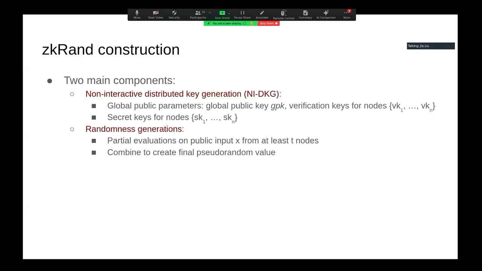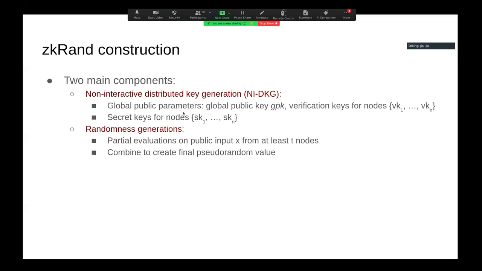Let's take a look at our construction. There are mainly two components. The first one is the non-interactive DKG. The second one is the randomness generation. The non-interactive DKG is the key setup that runs among n participants. This establishes the global public parameters, including the global public key, GPK, and the verification keys for all the participants. Each participant will be able to derive a secret key that corresponds to their own verification key.